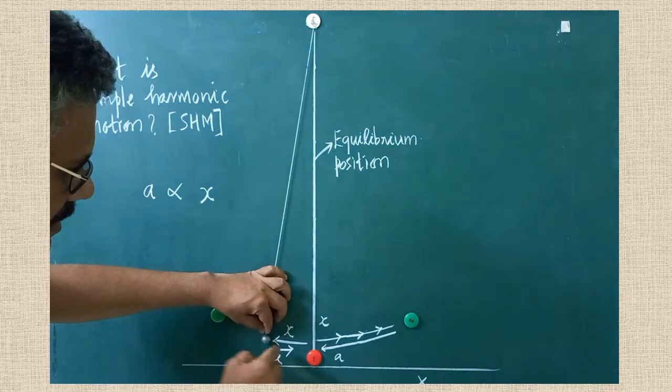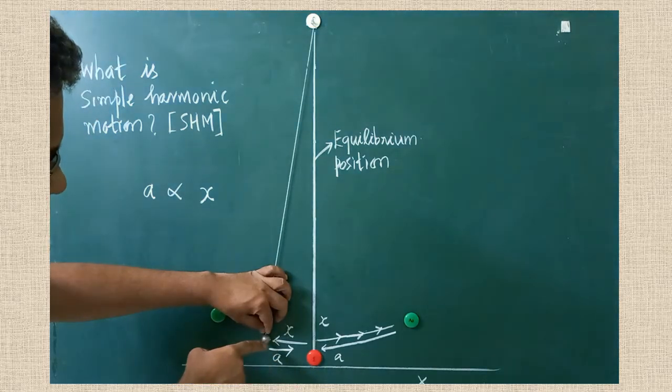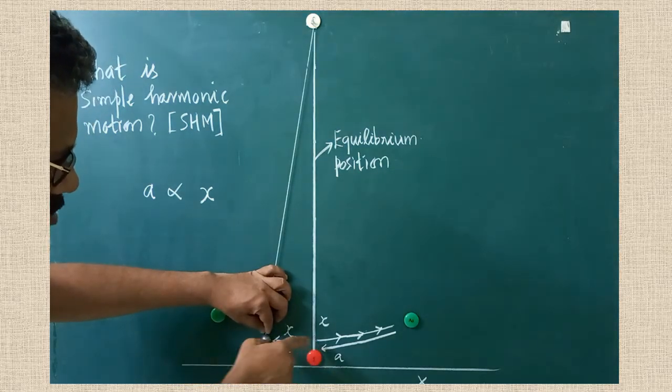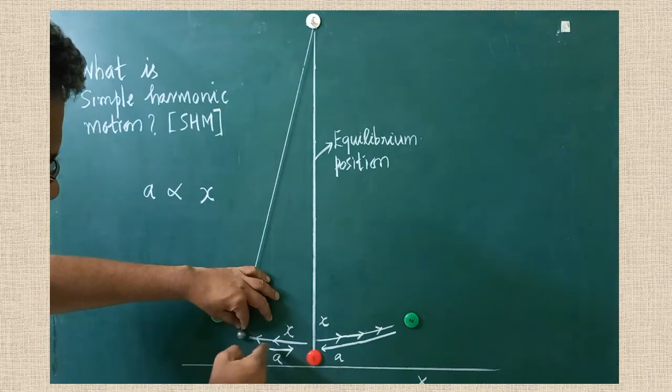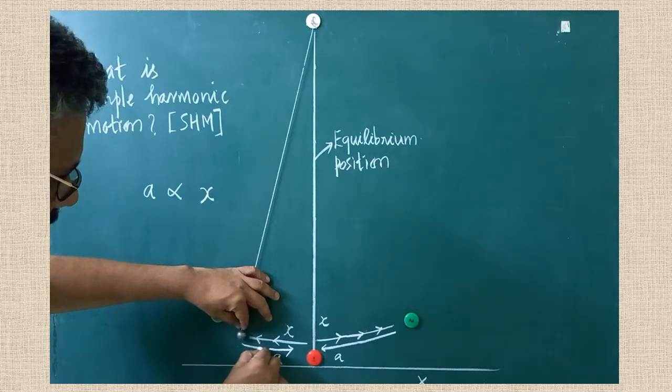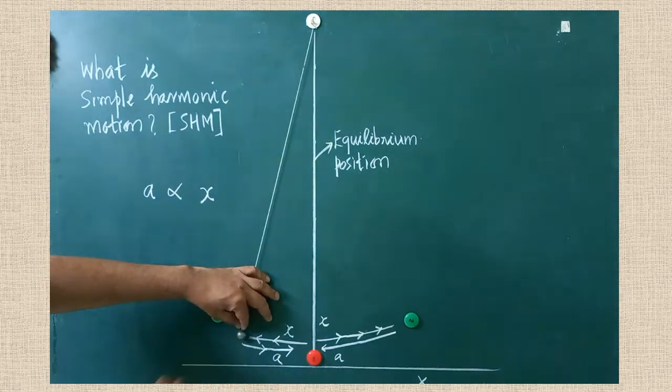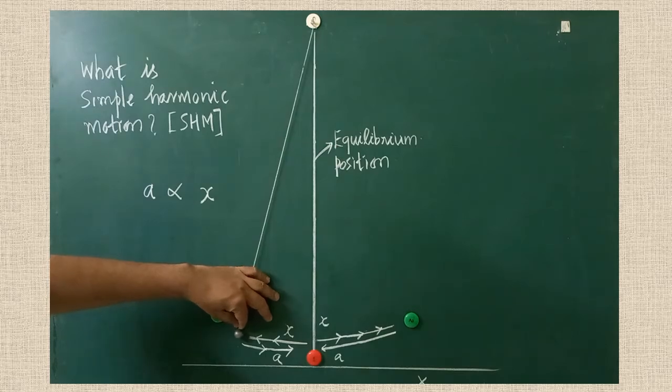That acceleration tries to bring the bob towards the mean position, that is, towards the equilibrium position. If it is further displaced, acceleration increases. Displacement also increases. When the acceleration is more, it shows that the displacement is also more. Clear? When the displacement is more, the acceleration also becomes more. Both are directly proportional to each other, but they are acting in the opposite direction.